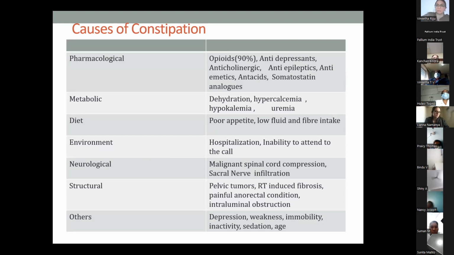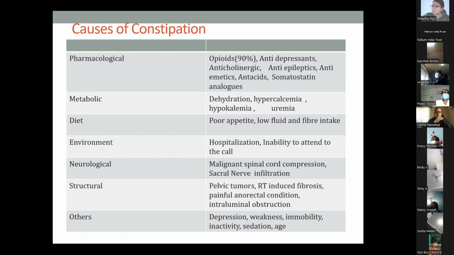Okay, so these are some of the drugs that I have given, which can cause constipation. Then metabolic causes like dehydration, hypercalcemia, hypokalemia, uremia, all this can cause constipation. So correction of these can itself bring down the constipation. And definitely you have to combine it along with laxative. Now diet, again, like you rightly said, low fluid diet, high fiber content, poor appetite, less intake of food, all this can be reasons for the constipation.